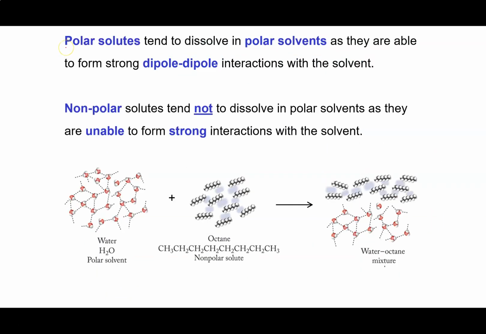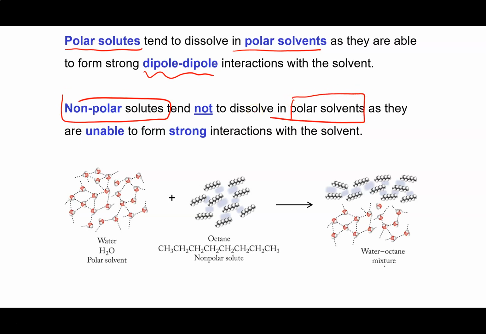So this is kind of a general observation. Polar solutes tend to dissolve well in polar solvents because the solute and the solvent can form strong dipole-dipole interactions, and these new intermolecular forces are similar in strength to the ones that we are breaking. Now, non-polar solutes don't do well in polar solvents because they're not able to form these strong interactions with the solvent, so they just don't mix well.